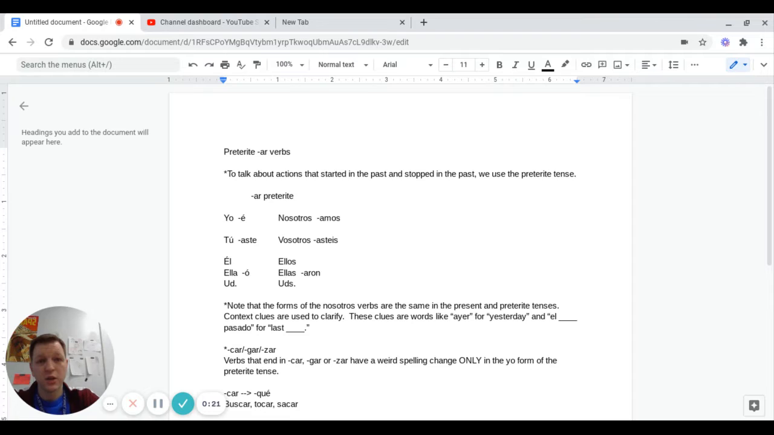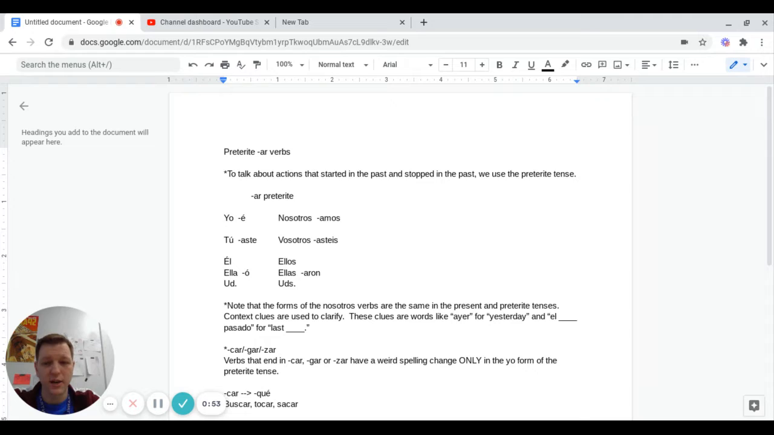Here we go, guys. We use the preterite to talk about actions that started in the past and stopped in the past. There are other past tenses in Spanish we'll learn about. I hope we get there this year. It might be third year that you learn this. But the preterite is for things that started in the past and stopped in the past. Like, yesterday I went to the store. It started yesterday and stopped yesterday. I'm not still at the store. That's preterite. Three years ago, we went on vacation, or we ate apples. That makes sense? It's not an ongoing action.